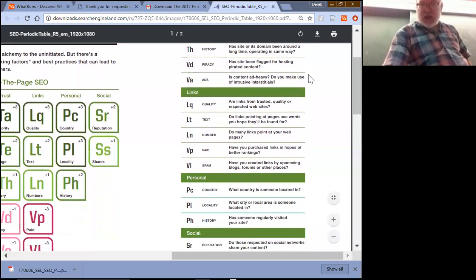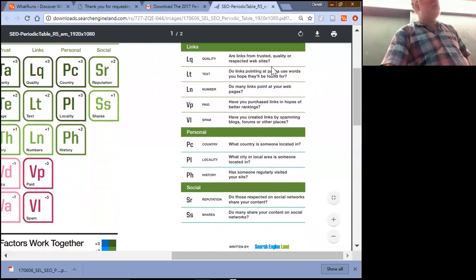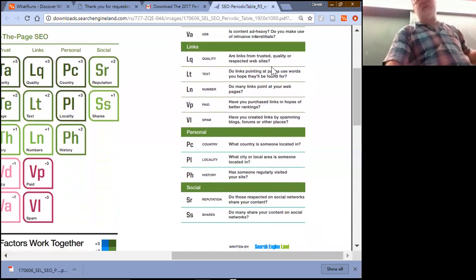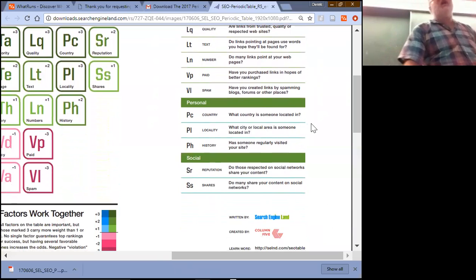Has your site been around a long time? Have you been flagged for piracy? Are you getting linked into from high-quality sites? At least in the first part, there's very little you can do about this. Some of the personal stuff, though, is interesting in this respect.